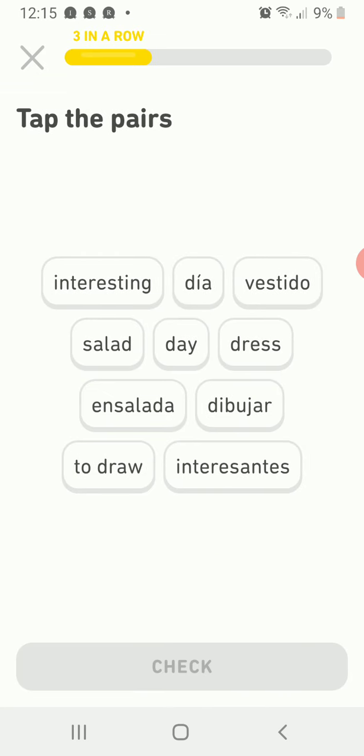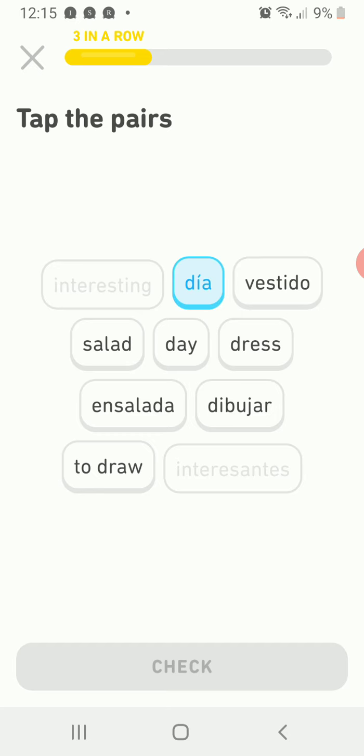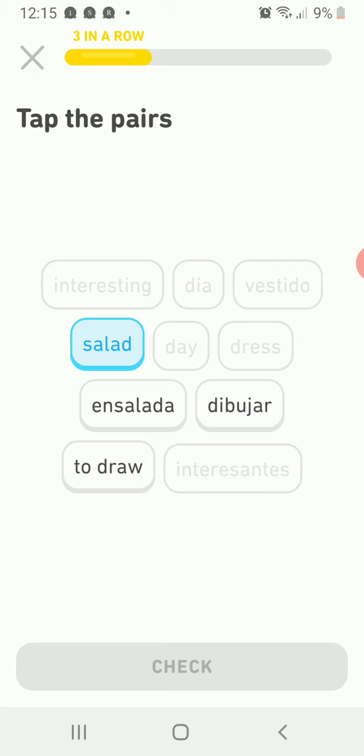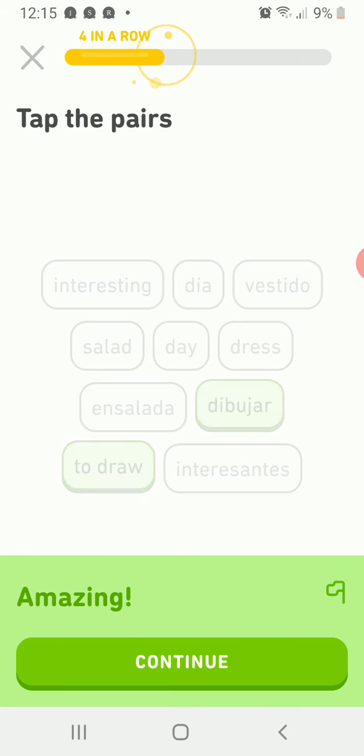That's good. And tap the pairs here. Interesting, that's interesantes. Interesantes is plural. Vestido we know is dress, salad, ensalada. Dibujar is to draw. So this is a new verb. I personally don't know this verb. Pintar is to paint, but to draw is dibujar.